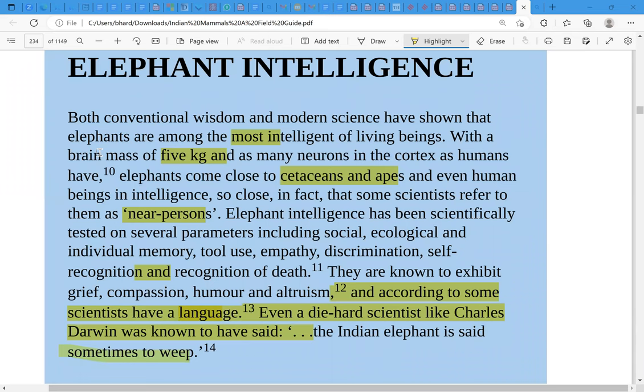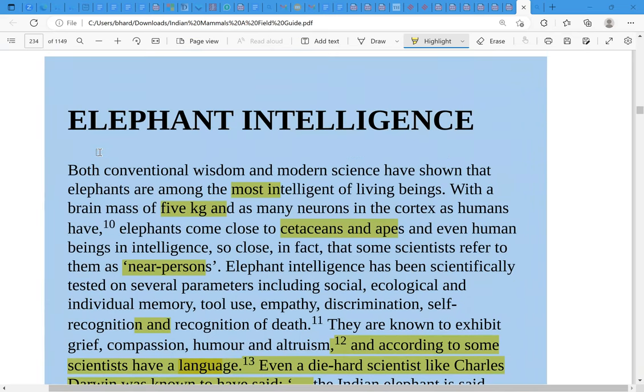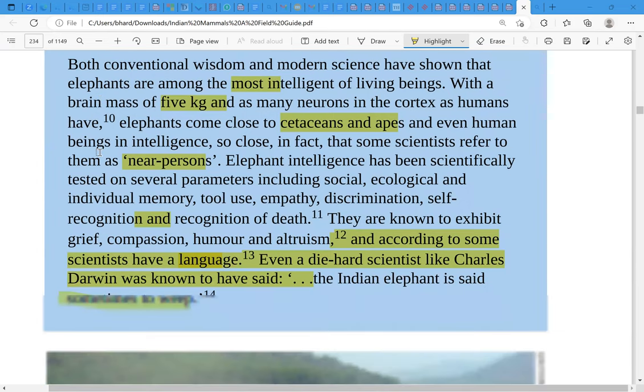It is known for its conventional wisdom. Modern science has also shown that elephants, equal to human beings, can be seen weeping also. We have wonderful movies in Bollywood, in Hindi, and in the rest of the languages too, where elephants have been shown, for example Hathi Mere Sathi, and other examples are also there. So that is very, very important.